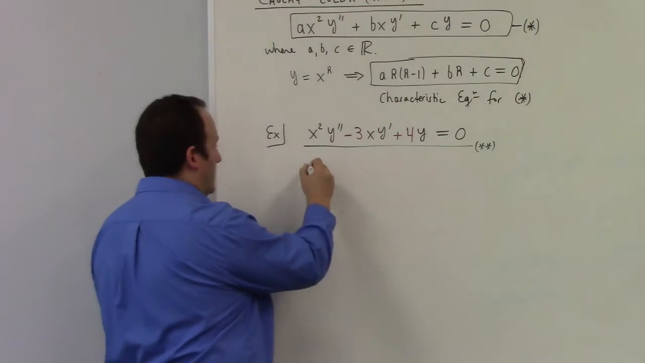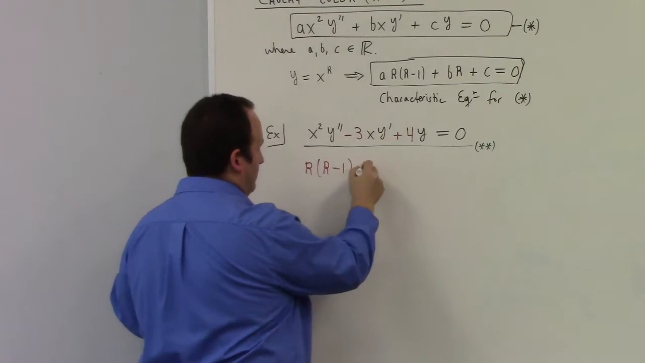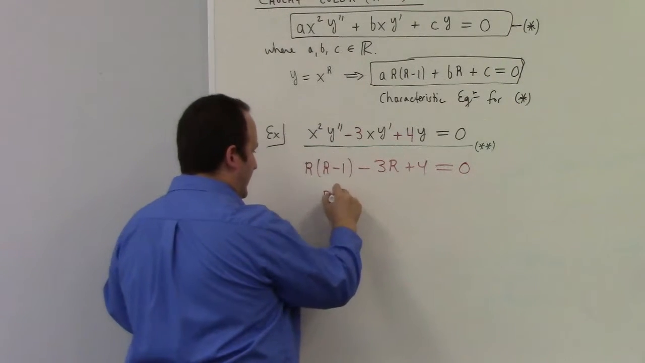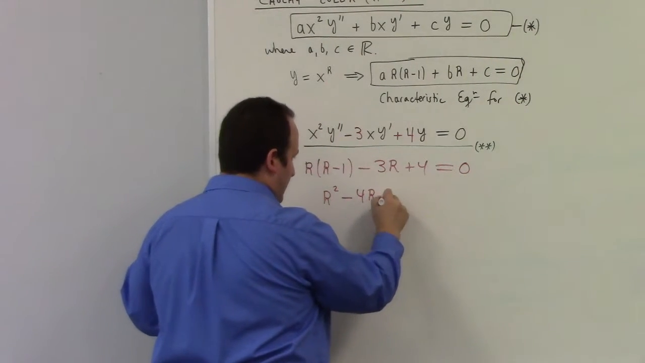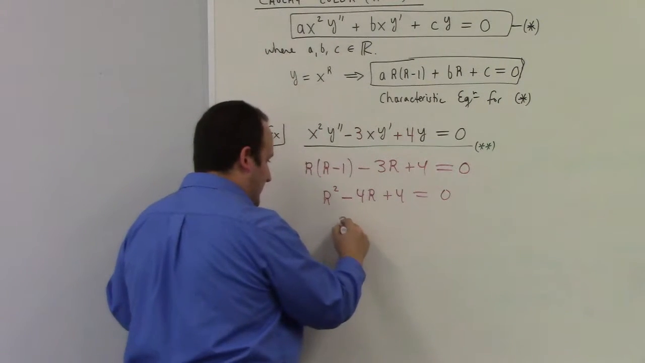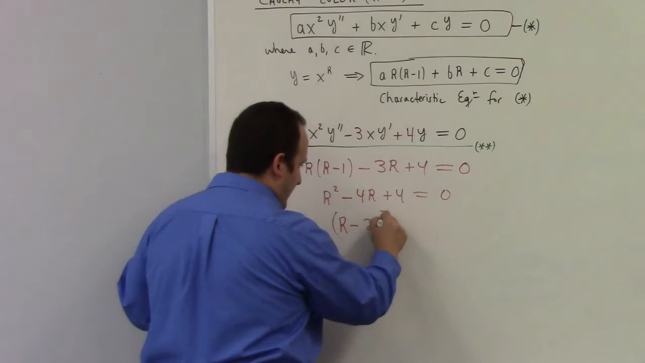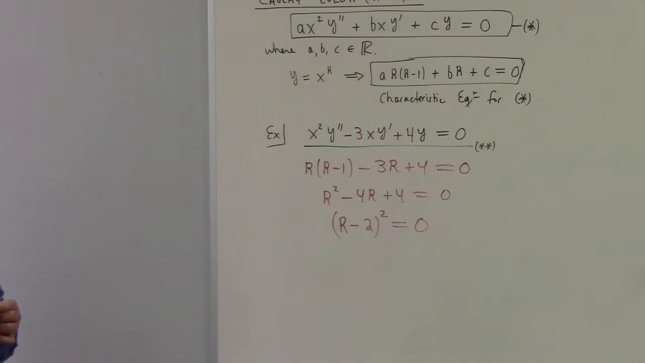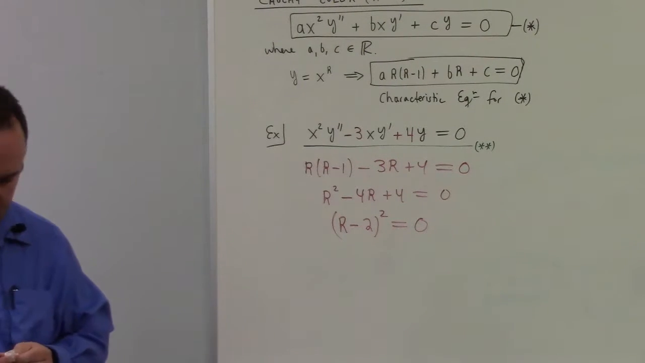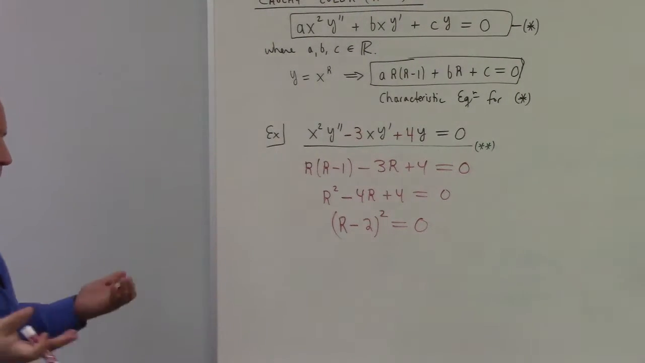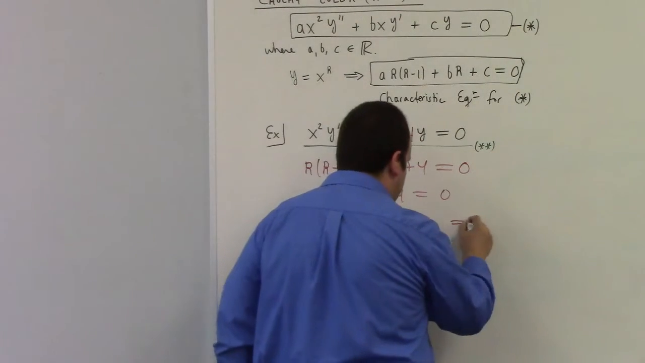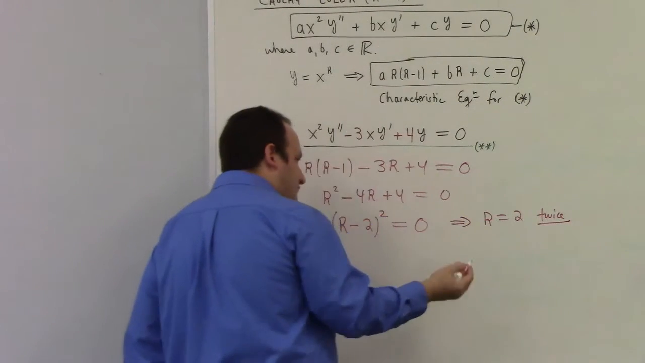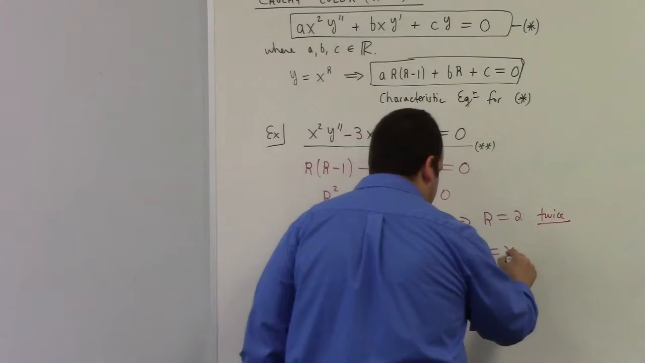So we got ourselves r times r minus 1 minus 3r plus 4 equals 0. That gives me r squared minus 4r plus 4 equals 0. That factors to r minus 2, quantity squared, equals 0, right? So then what? Well, that means r equals 2, twice. So on the one hand, we get y1 equals x squared, right?